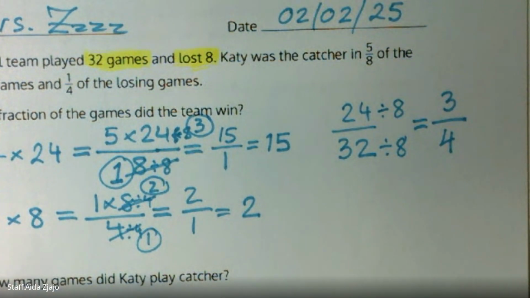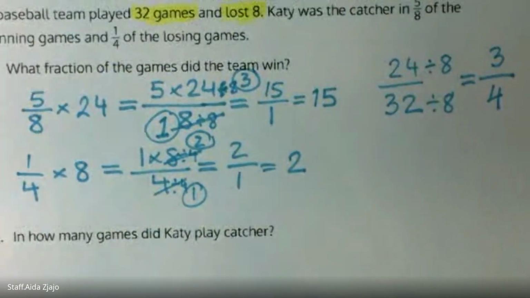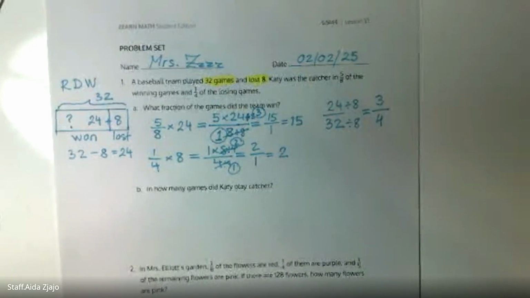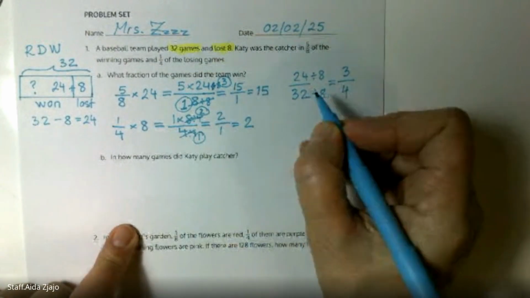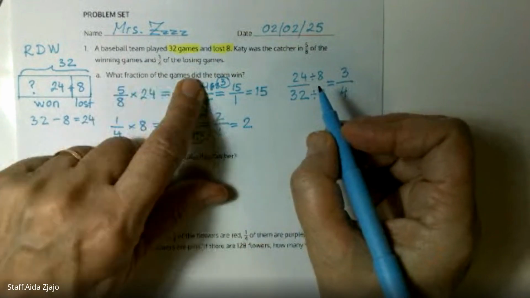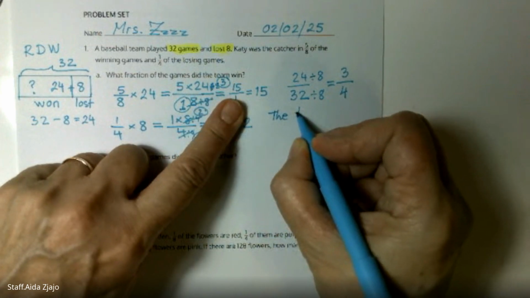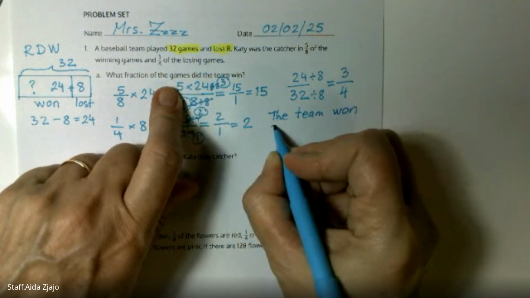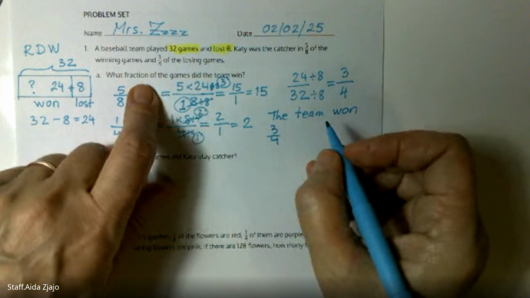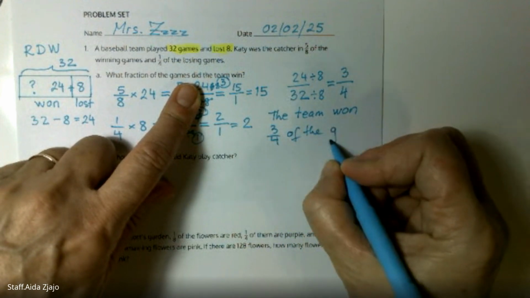In how many games did Kathy play catcher? I'm going to make it smaller so you can see it. Okay, next. We can answer this in writing. What fraction of games did the team win? The team won 3/4 of the games.